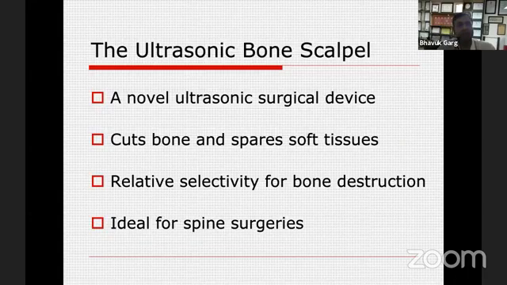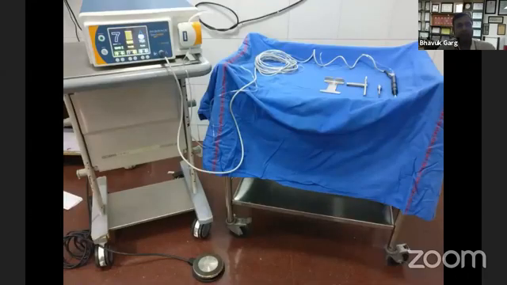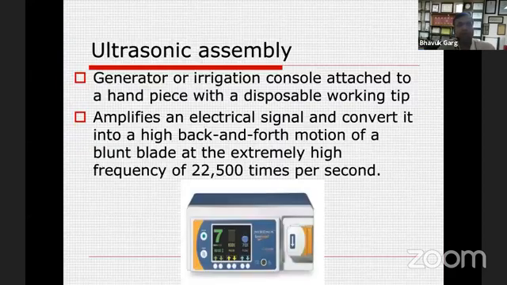We will just see. So this is the usual assembly. It has got a generator. It has got a tubing which connects it to the handpiece, and the handpiece bears the terminal working piece. So basically, if we look at the ultrasonic assembly, it's a generator or the irrigation console.